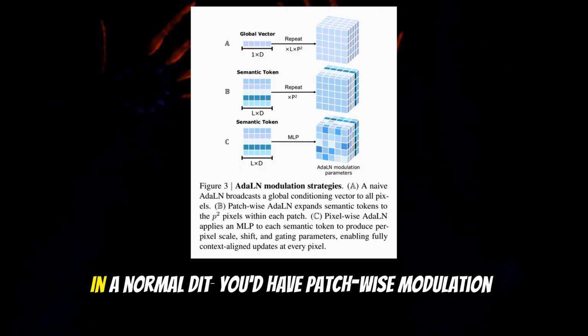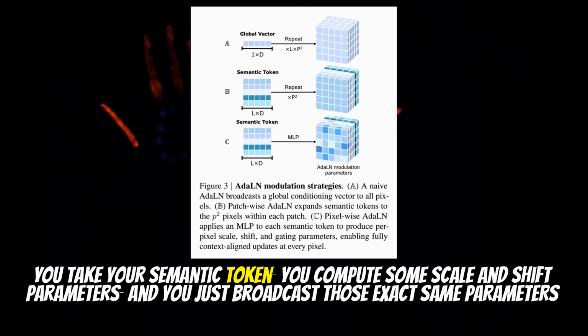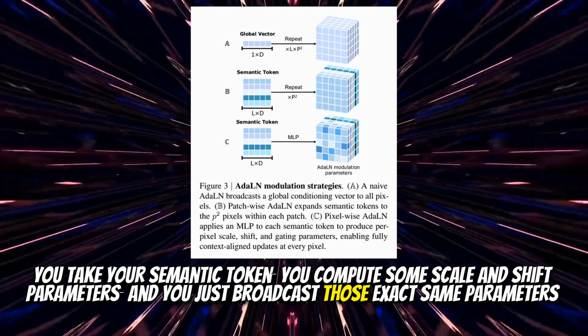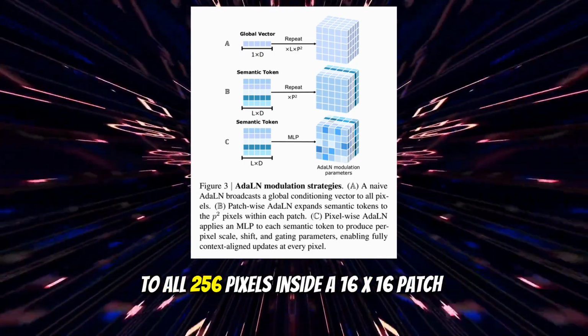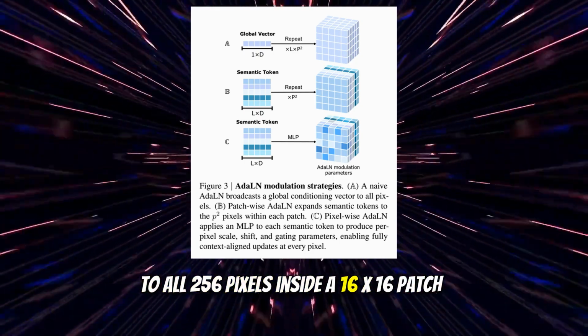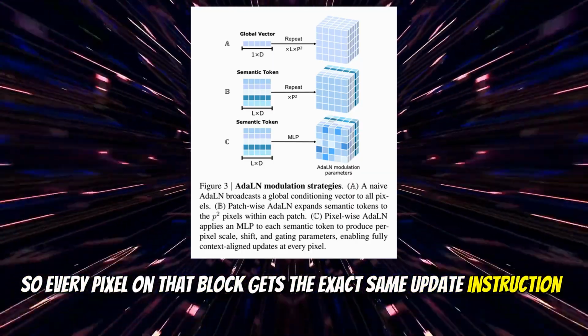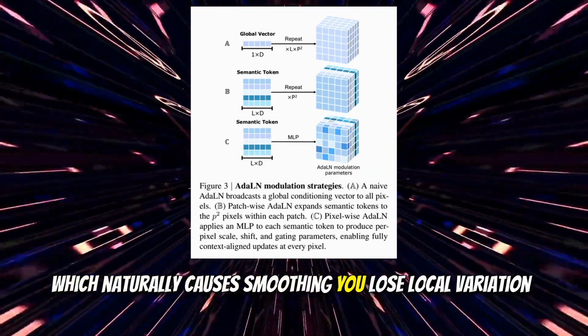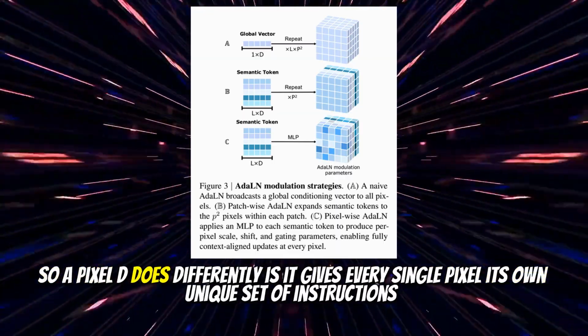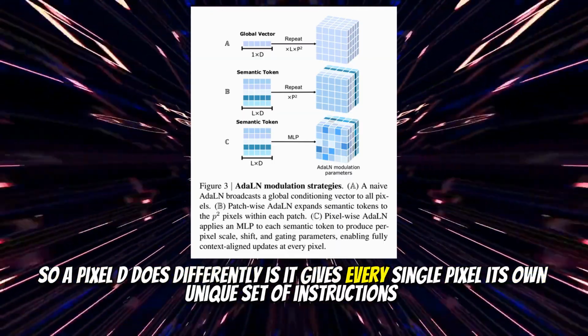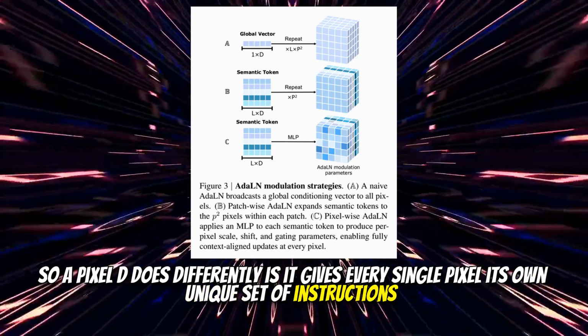It is. In a normal DiT, you'd have patch-wise modulation. You take your semantic token, you compute some scale and shift parameters, and you just broadcast those exact same parameters to all 256 pixels inside a 16 by 16 patch. So every pixel in that block gets the exact same update instruction. Which naturally causes smoothing. You lose local variation. So what PixelDiT does differently is it gives every single pixel its own unique set of instructions.